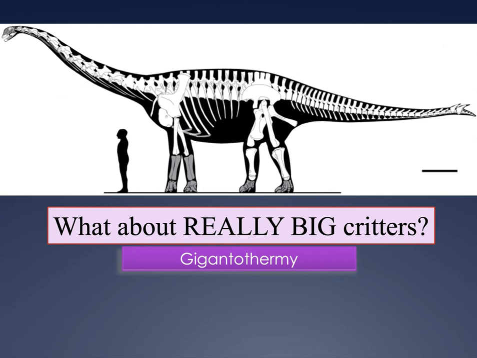And so what term are we talking about for steady body temperature? And I hope you're thinking homeotherm. So gigantothermy is that when we have the largest terrestrial animals, they will not heat up or cool off considerably in the course of the day. They're just too big. They don't have enough surface area.